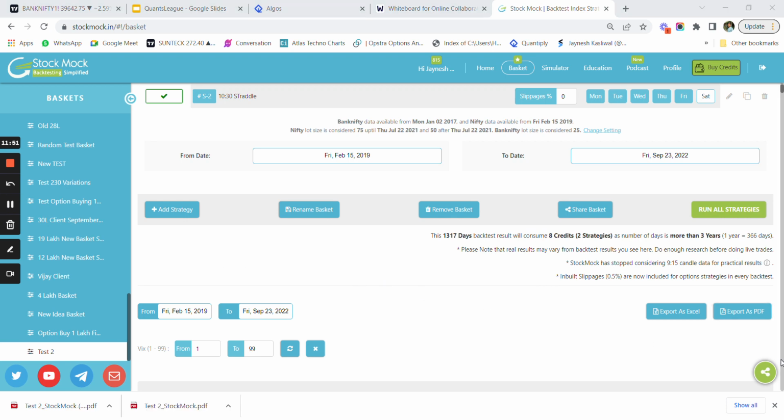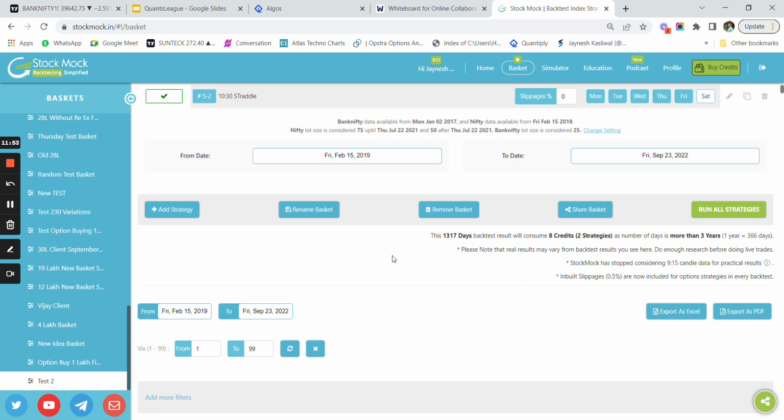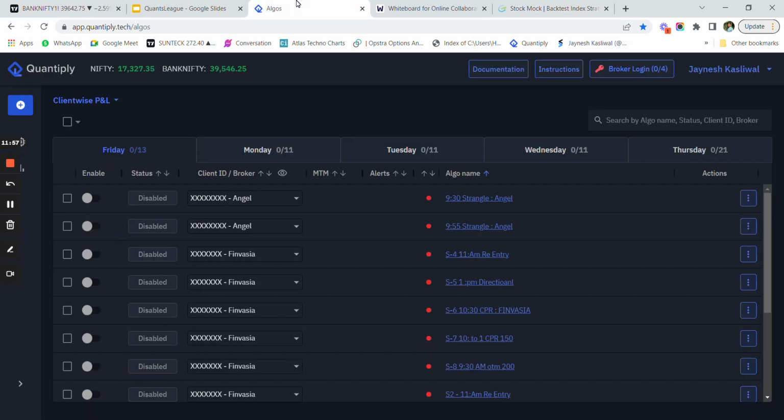Now we have decided that the strategy is good. So let's go to Quantiply, where we are going to run this strategy. Quantiply is a platform where you can run your strategies. You can create an unlimited number of strategies, and you can run a number of strategies.